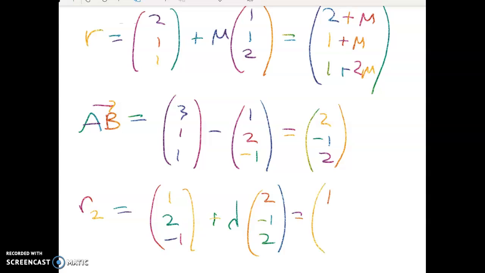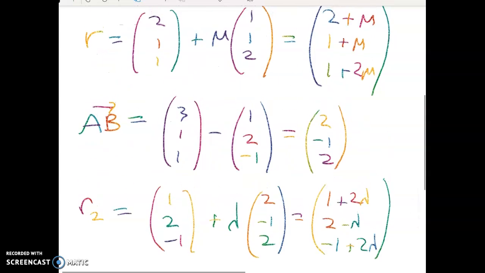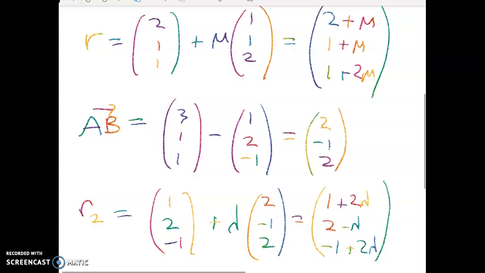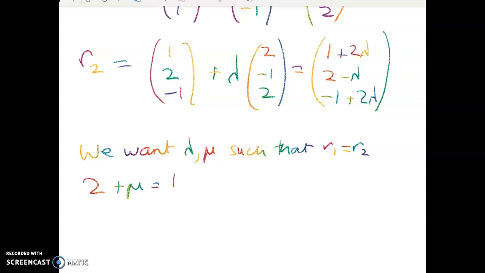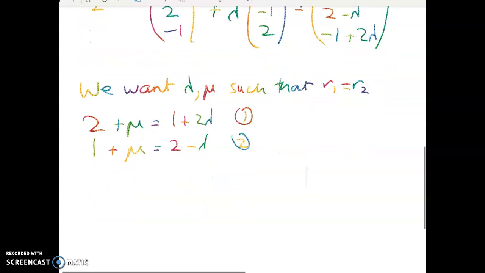So now we've set up our 3 equations. We've got these, and we're going to try and solve them simultaneously. Now you can pick any combo for what you're going to do, but I'm just going to pick the first 2 equations. So we want to say something like this. We want to find lambda and mu such that R1 is equal to R2. So we have 2 plus mu is equal to 1 plus 2 lambda, and 1 plus mu is equal to 2 minus lambda, and it's worth labelling those equations 1 and 2.